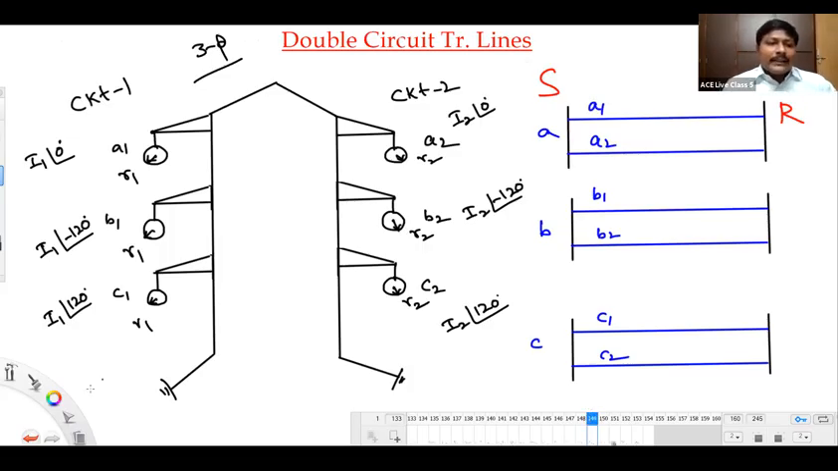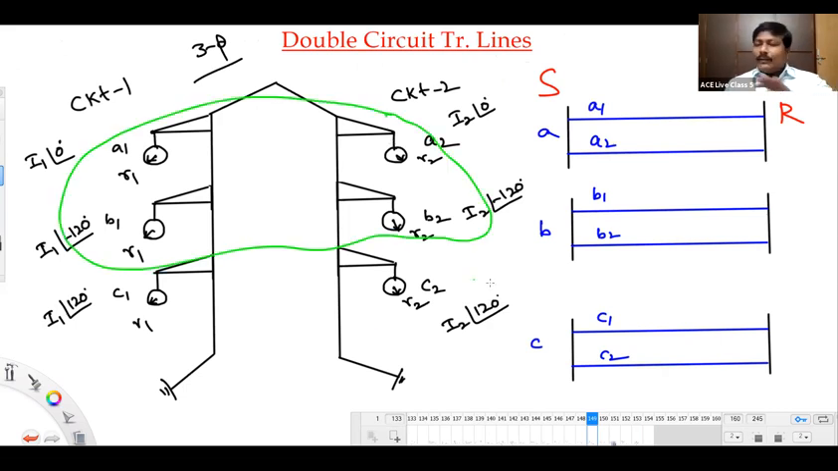See, if you want to check that AB gap, we should take only phase A and phase B. That's it. You should not take the C conductors at all. Why? We have to get the distance between phase A and phase B. That's the reason.